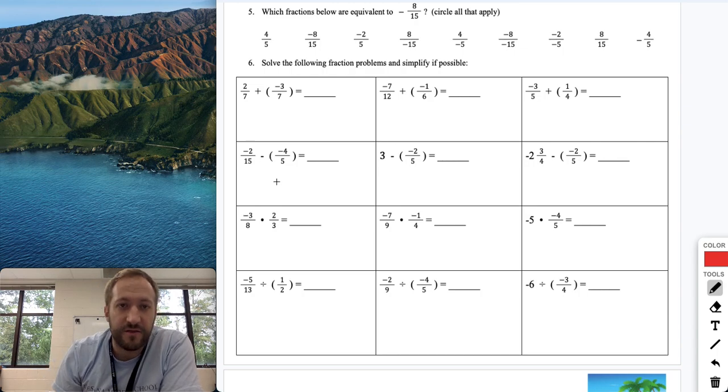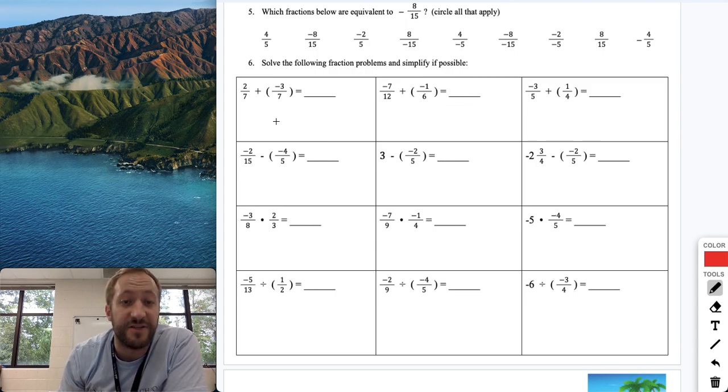Looking through this, the first 3 boxes are all about addition. I got addition problem, addition problem, and addition problem. Let's look at these. Whenever we add, the most important thing is that the denominators are the same. So in the first box, they're both 7. When the denominators are the same, that's great.